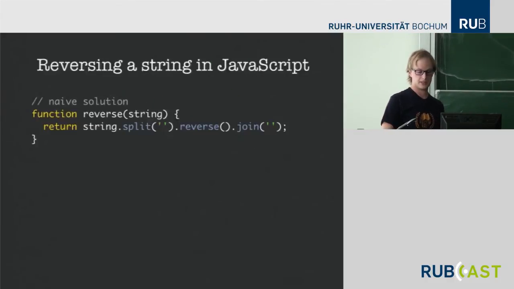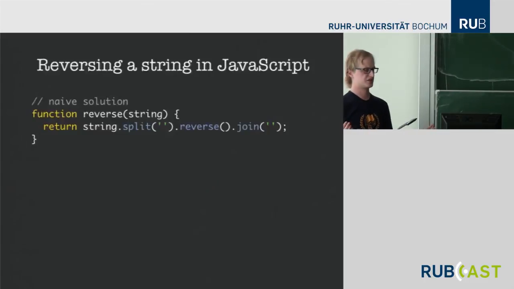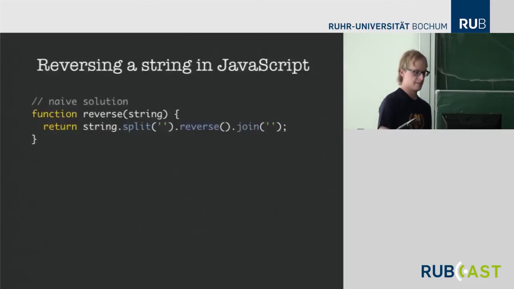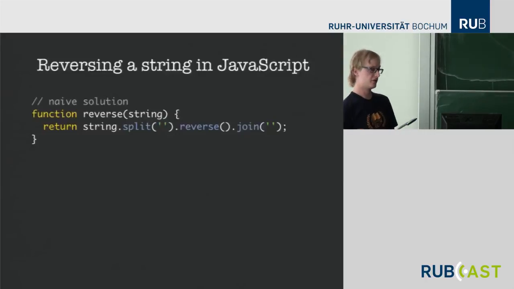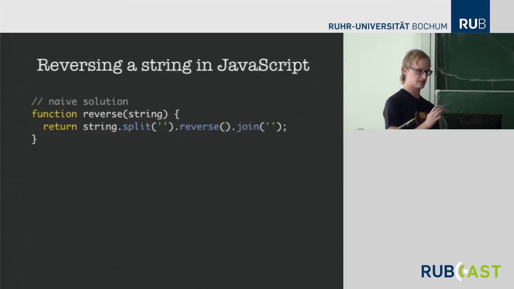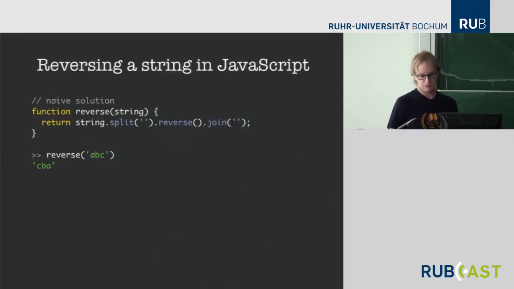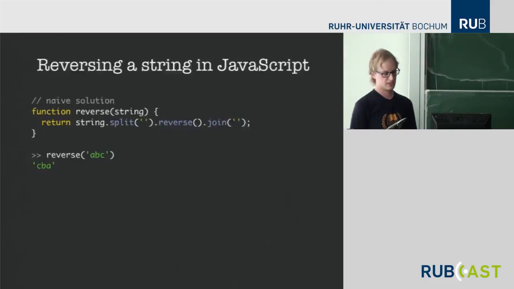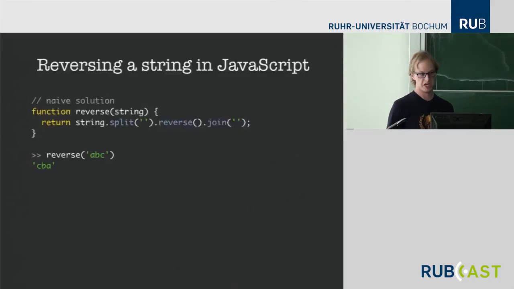Now, another example that's interesting to think about is reversing a string in JavaScript. A very common solution to this problem is this one, where you just take the string, you split it so that it becomes an array of characters, then you reverse that array of characters, and then you join it back together. Yeah, sounds about right. And it seems to work in most cases. Like if you reverse ABC, you get CBA. Not bad. Let's try another one.